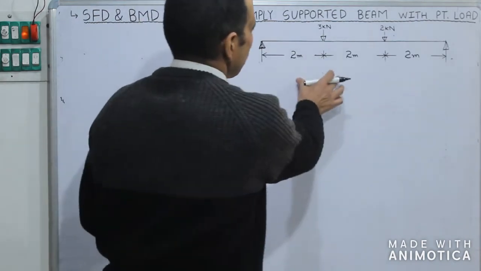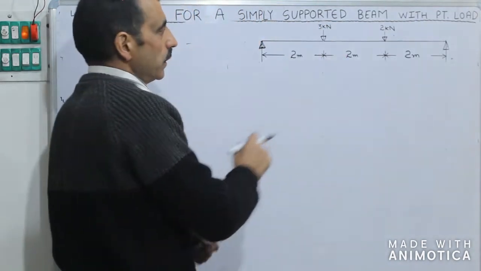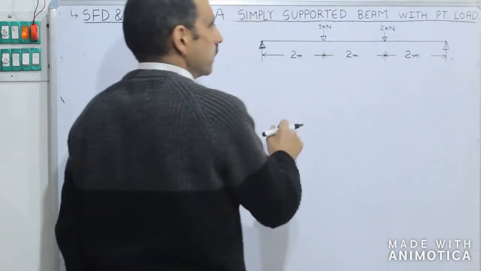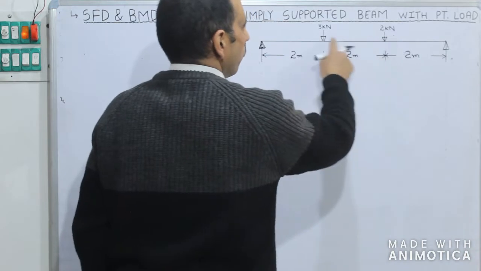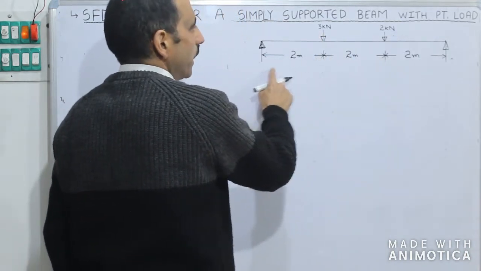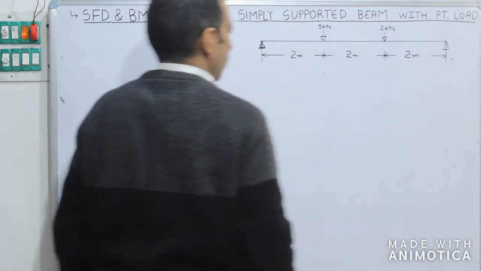for a simply supported beam with point loads. In this particular problem, the total span of the beam is 6 meters and there are 2 point loads. One point load is 3 kilonewton at a distance of 2 meters from the left side. Another one is 2 kilonewton at a distance of 2 meters from the right side.